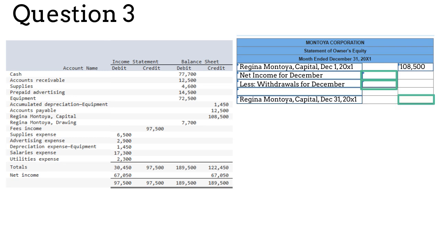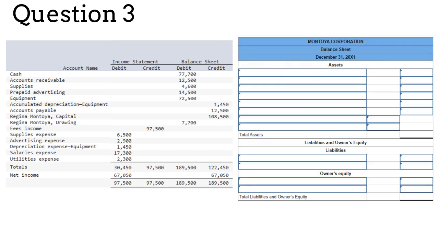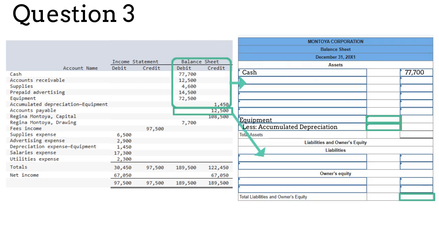Now that we know the ending capital balance for Montoya, we can complete the balance sheet. We start by listing all of the assets, followed by the liabilities, and finally the ending capital balance from the statement of owner's equity. Both sides of the balance sheet should balance.